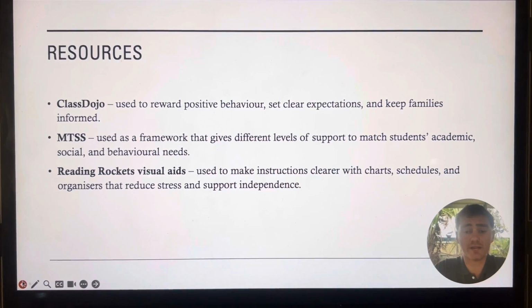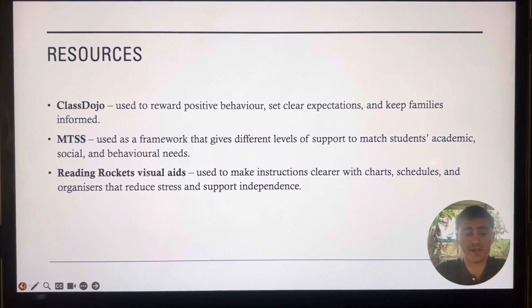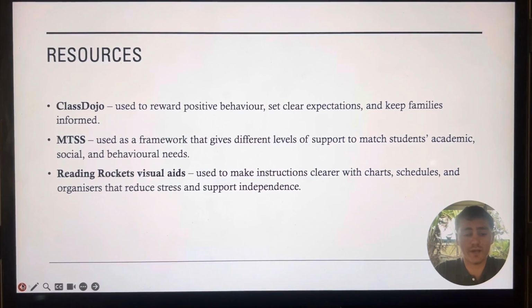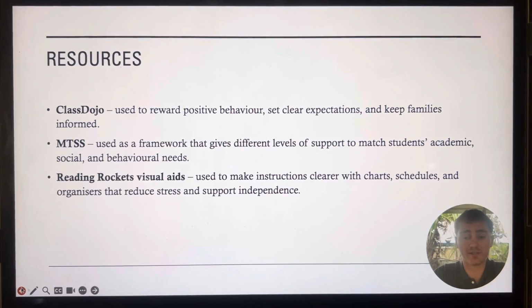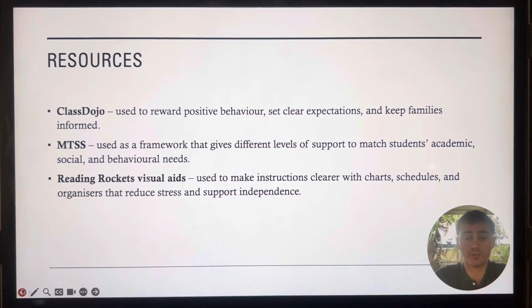Please also access my reference list in my brochure. This is a range of academics that have researched in depth the attributes of autism, evidence-based practices and more. So please give those a read.